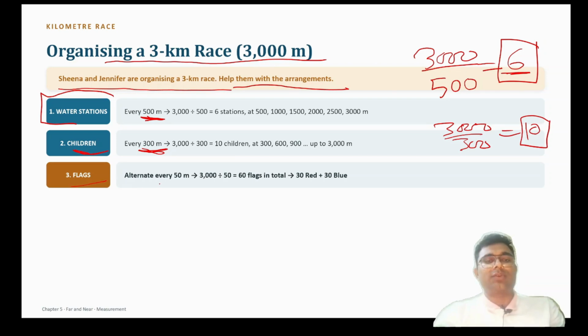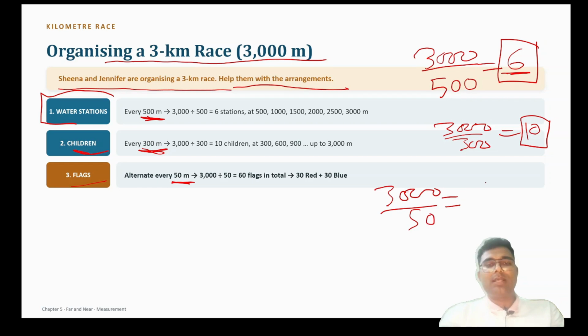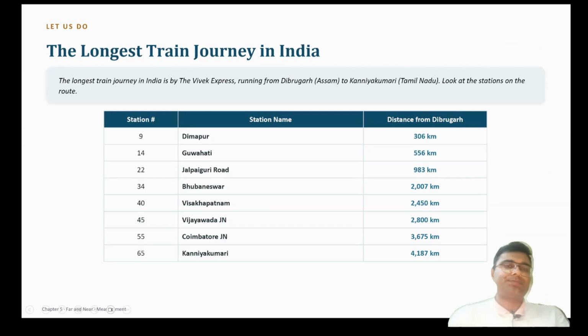Flags alternate, so they need to put flags around the track. After every 50 meters, so total distance divided by 50, and you will get 60 flags. But as the flags are alternate, like the first one is red, then blue, then red, then blue, so 30 of red and 30 of blue.